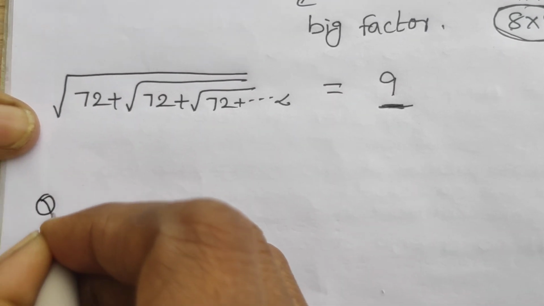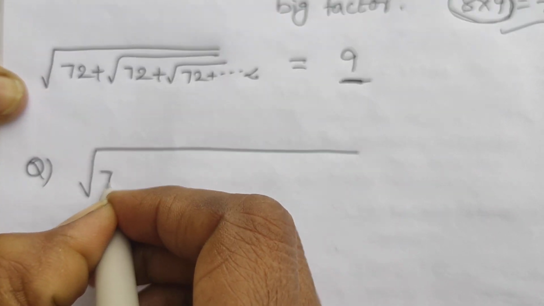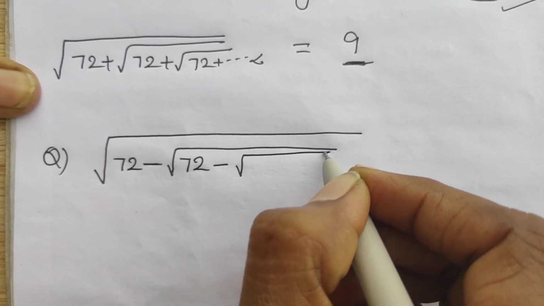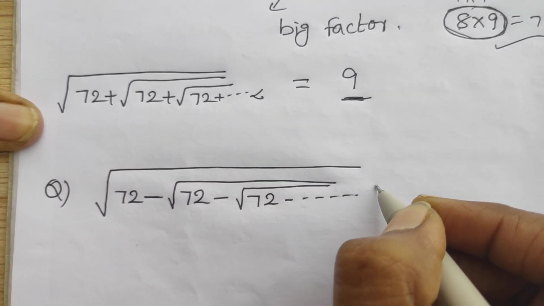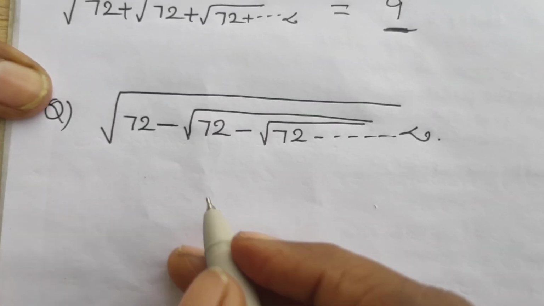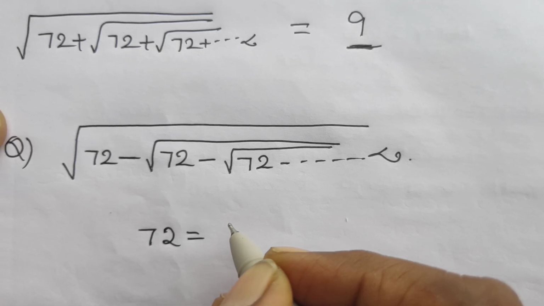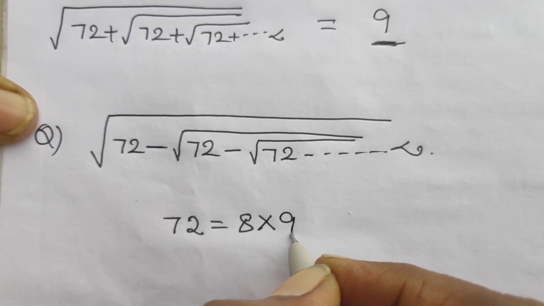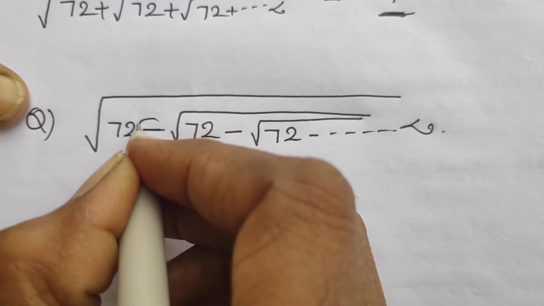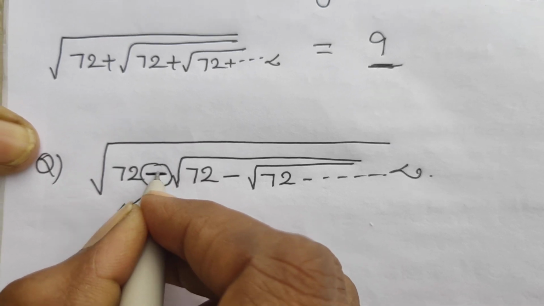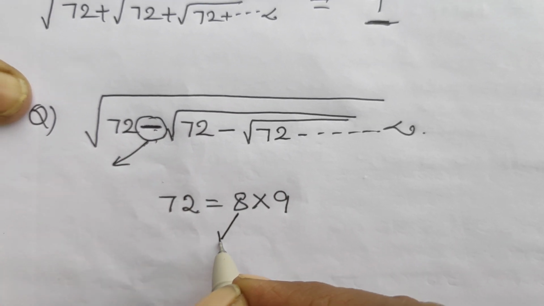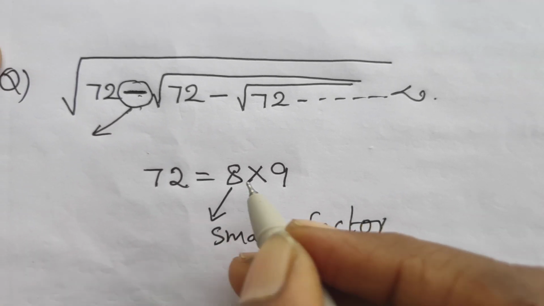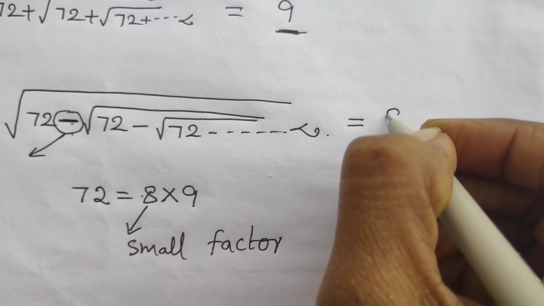Same, another problem. 72 minus root 72 minus root 72 and so on to infinity. Same as before, 72 equals the product of consecutive factors, 8 and 9. Here it is minus, so you take the small factor. So the final answer is 8.